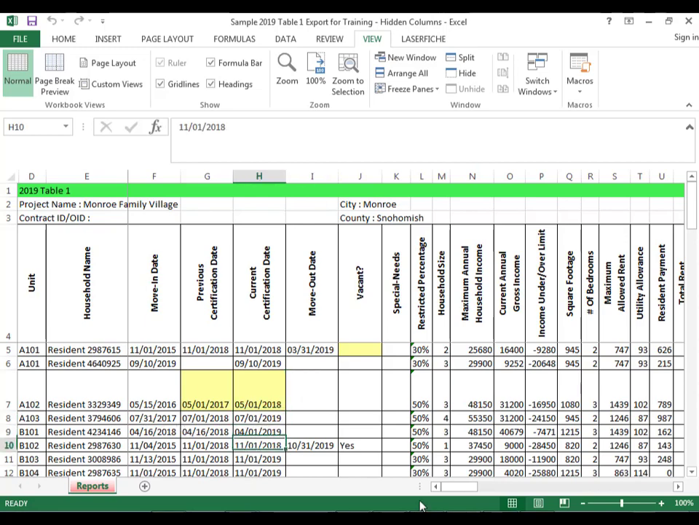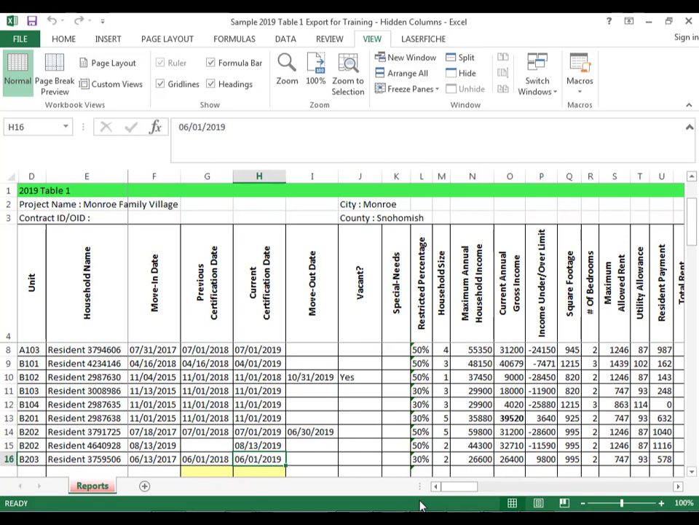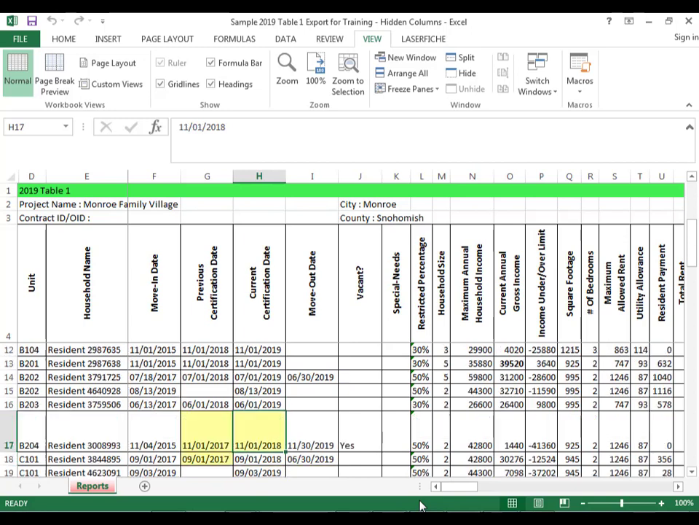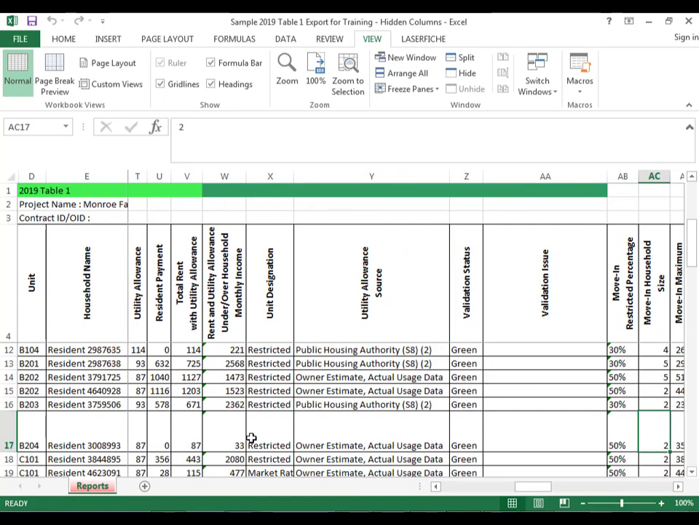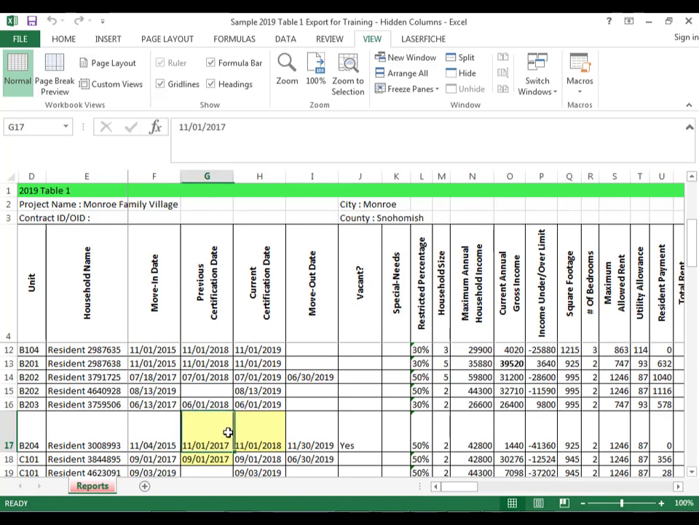Next up, I'm going to continue down the page to Unit B204, and again I'm seeing a highlight on certification dates, and if I scroll to the right, the difference with this one is that I'm not seeing a validation. So this one has a 2017, 2018, but no 2019 certification, and that's why the system is highlighting. However, it's not giving the validation because the household moved out the month that the recertification was due.